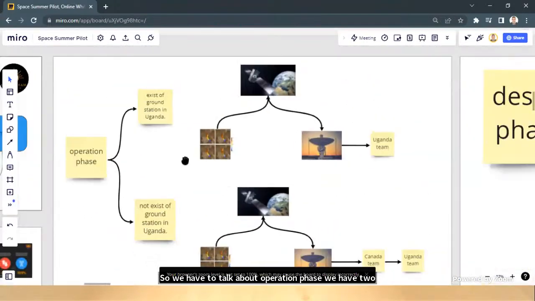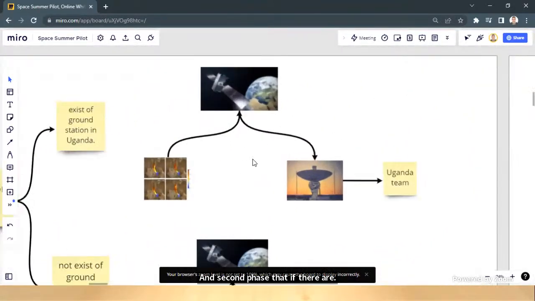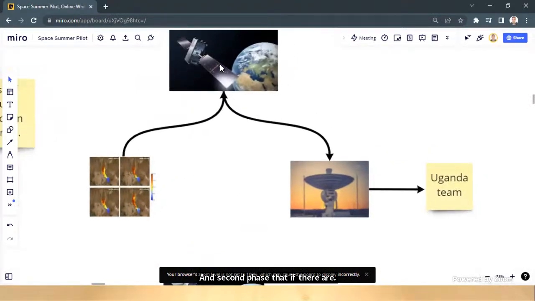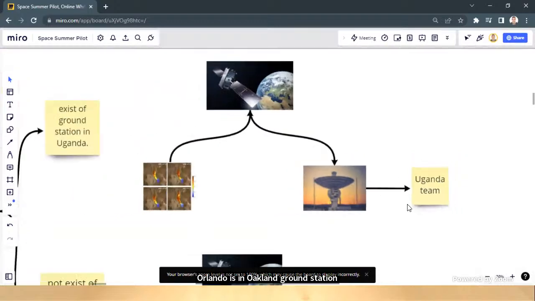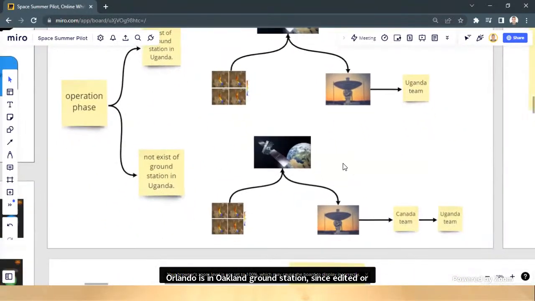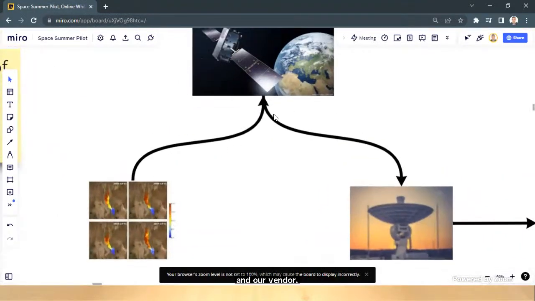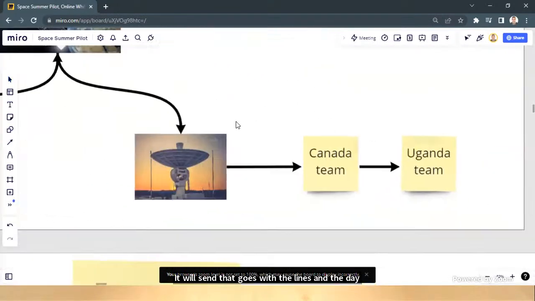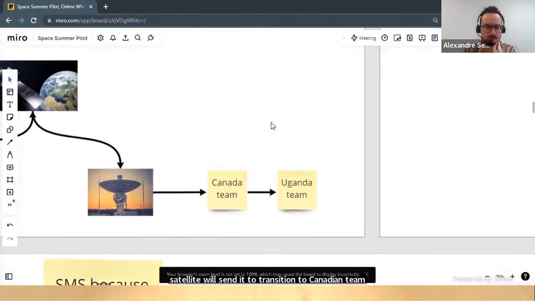So when we talk about the operation phase, we have two cases. First, when there is a ground station in Uganda, and second, if there isn't a ground station in Uganda. If there is a ground station in Uganda, sensors in lakes will send data to the satellite, then the satellite sends the data to the ground station in Uganda, then the Uganda ground station sends the data to the Uganda team. If there isn't a ground station in Uganda, sensors in lakes will send the data to the satellite, then the data from the satellite will be sent to the ground station, to the Canadian team, to the Uganda team. Then the Uganda team will communicate with the community.